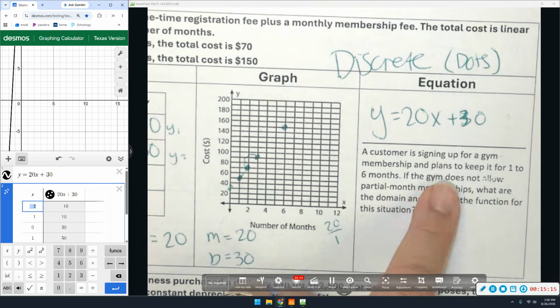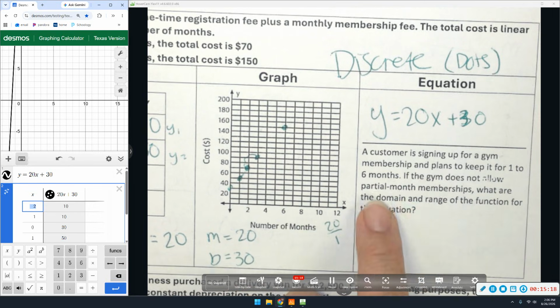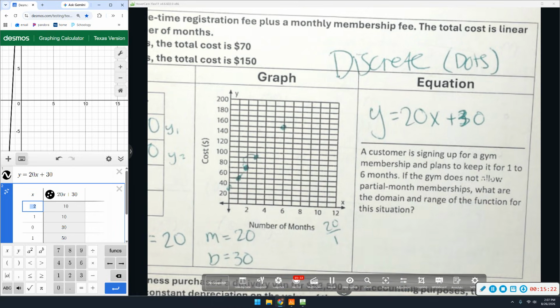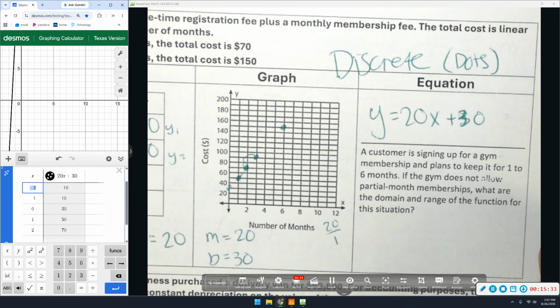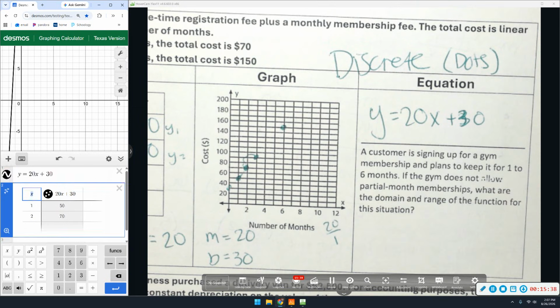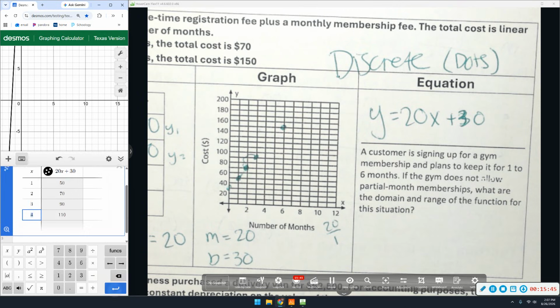Well, it tells us a customer signing up for a gym membership plans to keep it for 1 to 6 months. Okay, if the gym does not allow partial month memberships, again, doesn't allow decimals, what would my domain and range be? Well, do negatives make sense here? Can you have negatives? What's the least amount it said that he'll have it for? 1. So I'm going to erase the 0, the 1, and the -1 and the -2. What's the most it said he's going to keep this membership? 6. So I'm going to go 2, 3, 4, 5, 6. Isn't that all my options?